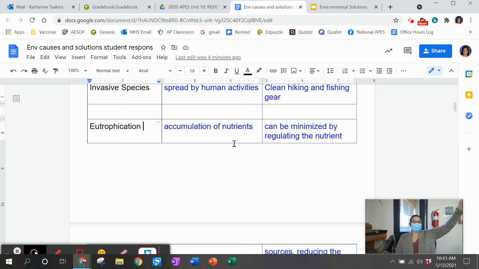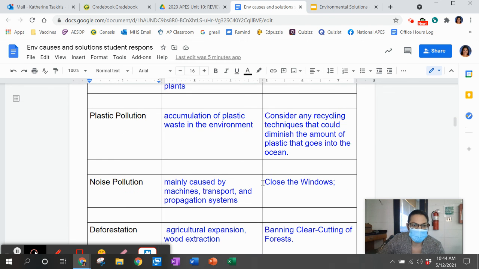Plant buffers. Plant a row of shrubs, grass, trees in between agricultural land and lakes, streams, and rivers so that excess nutrient runoff is caught before it goes into the body of water. Pass a law saying that you can only put a certain amount of fertilizers on your crops. Pass a law saying you need to put alternative types of fertilizers on your crops. Right. Let's see another one.